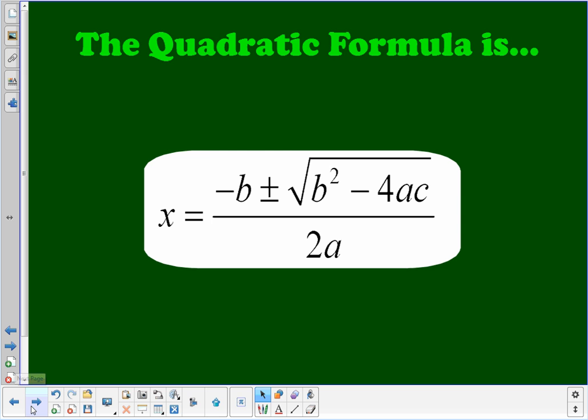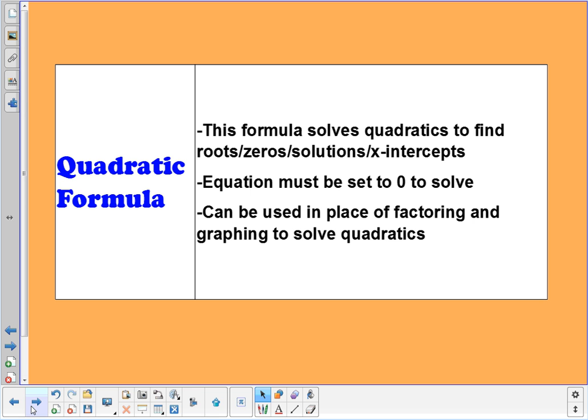So let's just talk about what the quadratic formula does for us. This formula gives us the roots or zeros or solutions or x-intercepts. All of those words are interchangeable, and you'll hear and see all of them. These words all mean the same thing. Roots, zeros, solutions, x-intercepts. Most of the time we've been using the word solution, find the solution to the equation, but just know that all of those words mean the same thing.